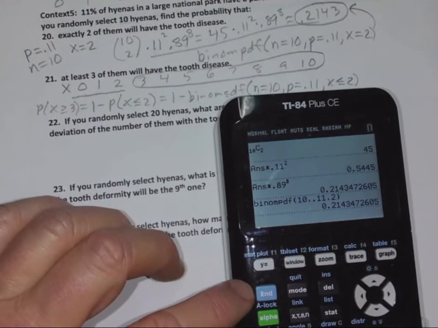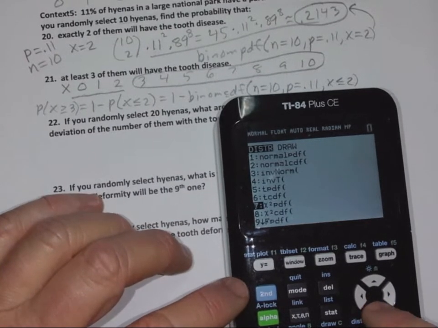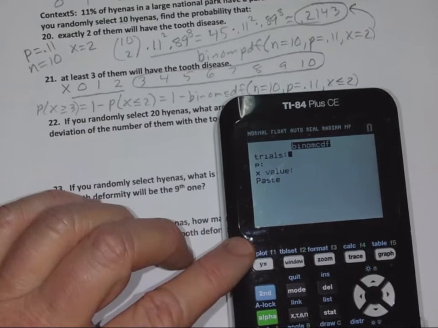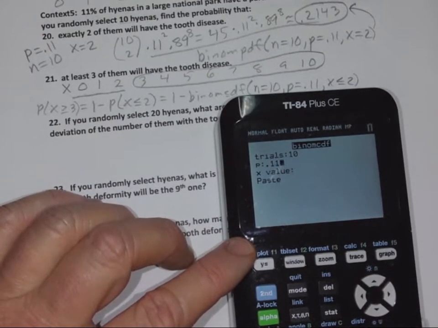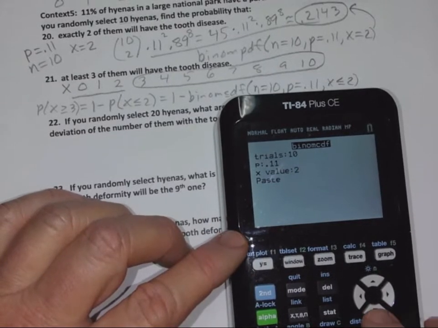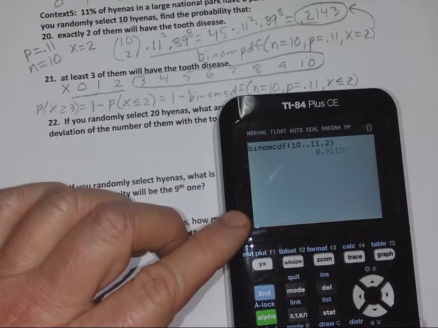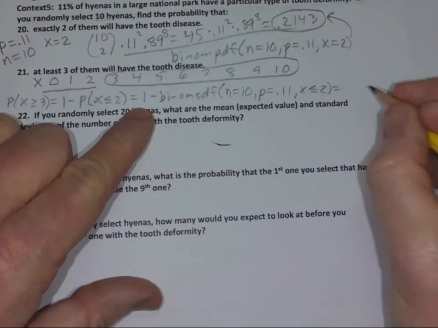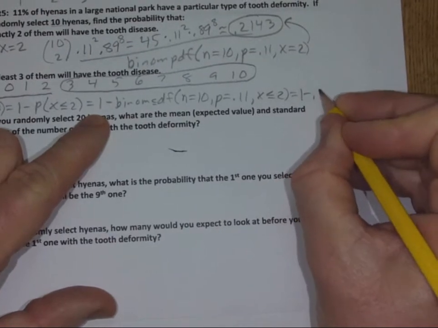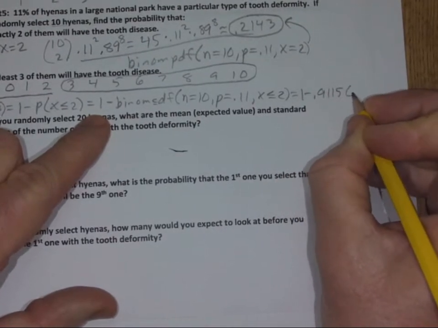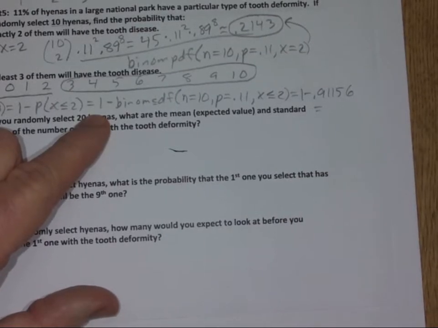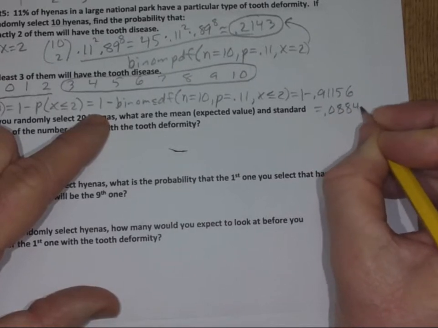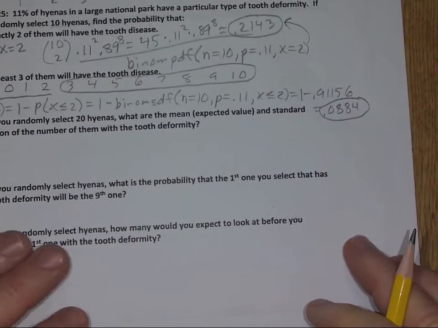And so we will go distribution, and we scroll down to binomial CDF. There it is. And so the number of trials is 10. Our probability of success is 0.11. And the number of successes is 2 or less, so we just enter 2 there. So we go like that, and so we get 0.91156. So that is equal to, and I'm going 1 minus that, so it is going to be 1 minus 0.91156, and that, in fact, is equal to 0.0884, approximately. 0.0884. There we go. And so that's a binomial CDF problem.